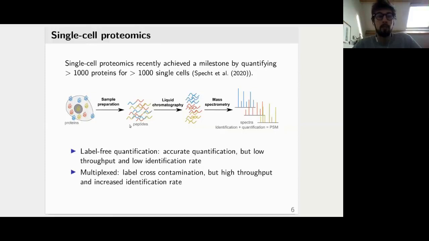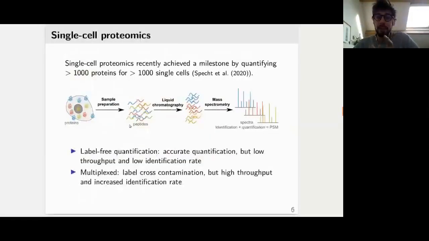So the idea of mass spectrometry is you have a cell, you split it up, you extract the proteins, and you split the proteins into peptides. Those peptides are then separated through liquid chromatography. And for every peptide afterwards, we get a mass spectrum that allows us to both identify and quantify that peptide. And there are two main strategies. Either we do it label-free for more accurate quantification, or we can do it multiplexed to increase the throughput.